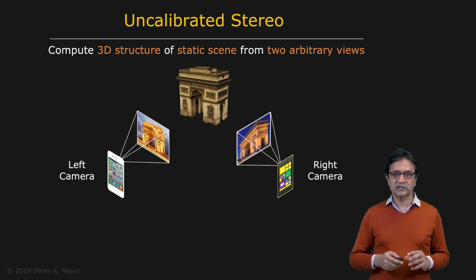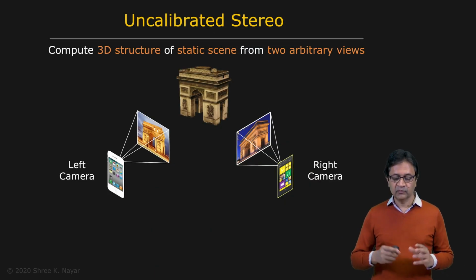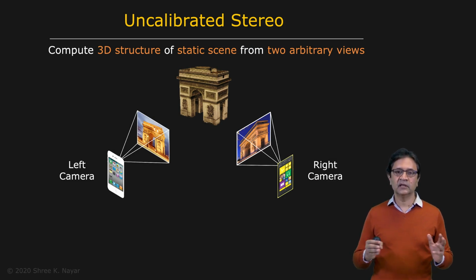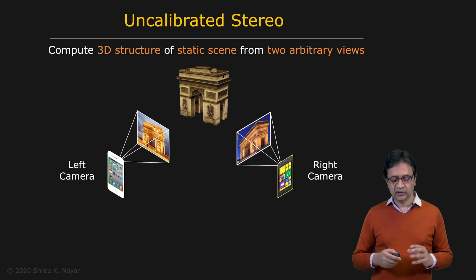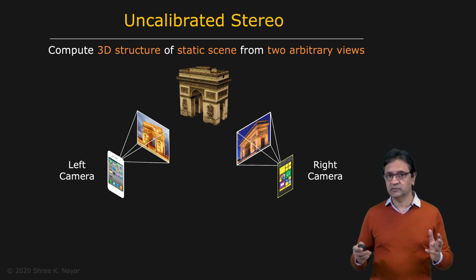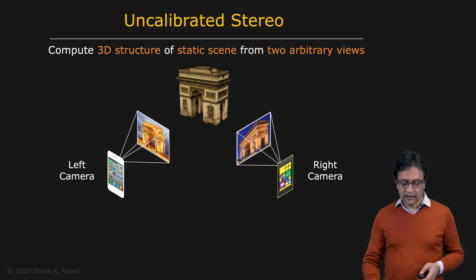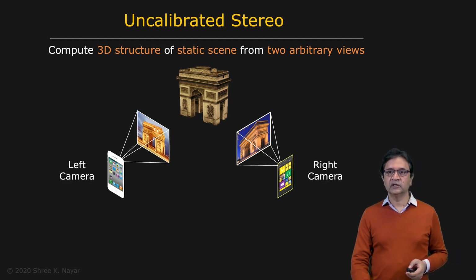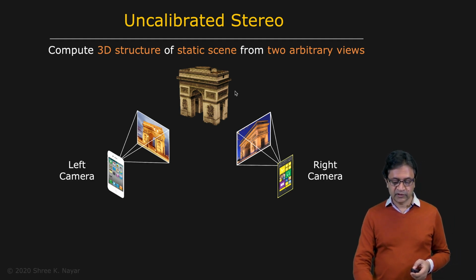Now let's talk about the problem of uncalibrated stereo. So here is the scenario. You have a monument of some sort, a three-dimensional scene, and you have two pictures. We'll continue to call it the left and right views. Two pictures of the scene captured using two different devices, perhaps two different smartphones. And now the problem is to actually compute the three-dimensional structure of this scene from these two pictures.